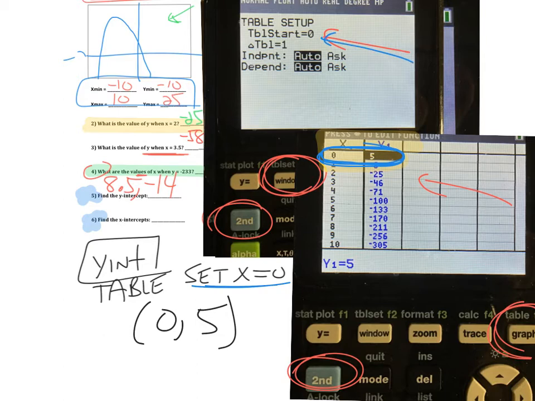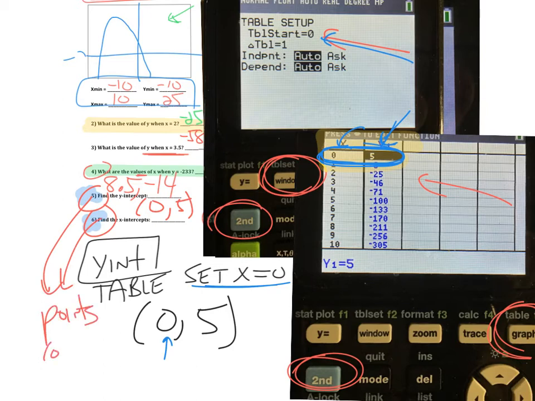So what you do to find the y-intercept is you go to your table, start your table at 0, and you give the point. So here the value of x is 0, and it's always going to be 0 for the y-intercept. And here the y value when x is 0 is 5. So you would write on this line above, what is the y-intercept? It's the point 0, 5. The y-intercept and x-intercepts are always points. They're always coordinates.